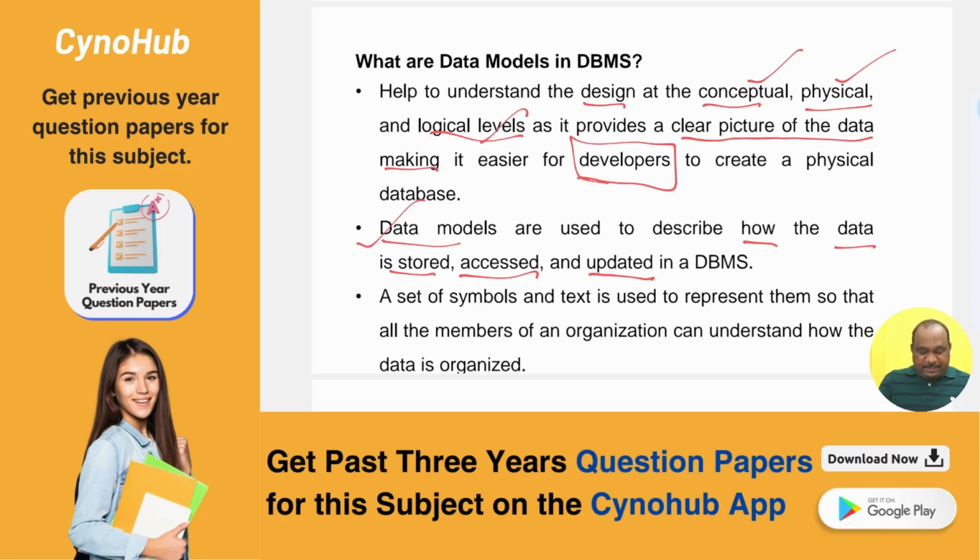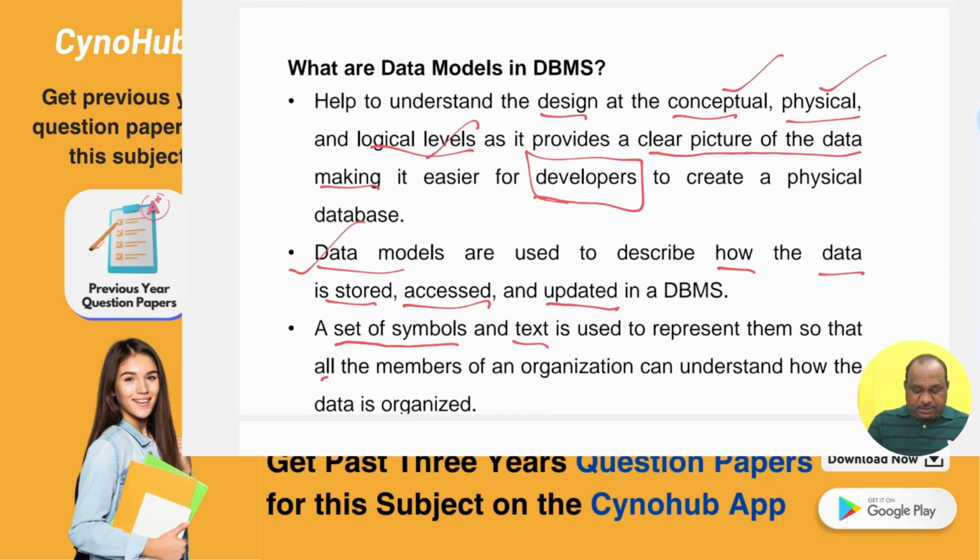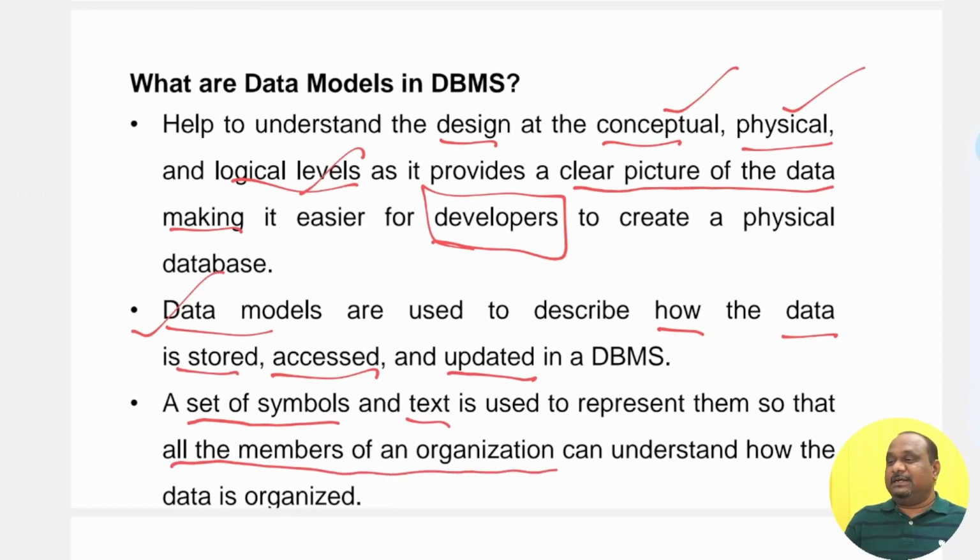A data model contains a set of symbols and text used to represent the data, so that all members of the organization can understand how data is organized. Whenever symbols, text and diagrams are used, this explains to everyone in the organization how data is organized properly as per the requirement. That is also one of the uses of data models in DBMS.